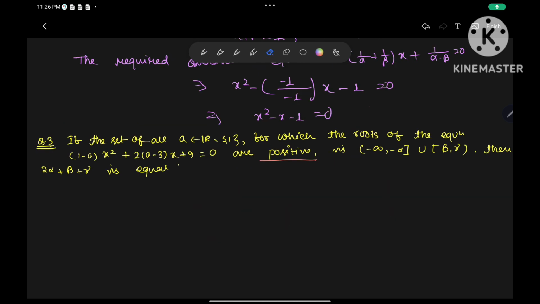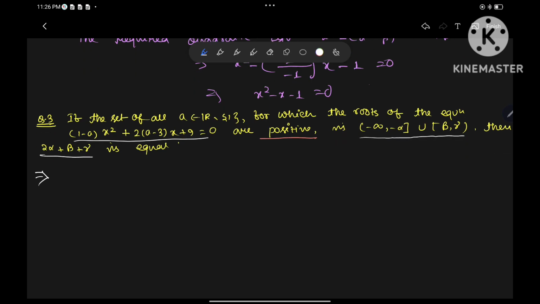So let's come to the next question. If the set of all a belonging to R minus 1, for which the roots of this equation are positive, is in minus infinity comma minus alpha union beta comma gamma, then what is the value of 2 alpha plus beta plus gamma? Okay, so here the range of a is given, R minus 1, and the given quadratic equation is 1 minus a x square plus 2 into (a minus 3) x plus 9 equals 0.